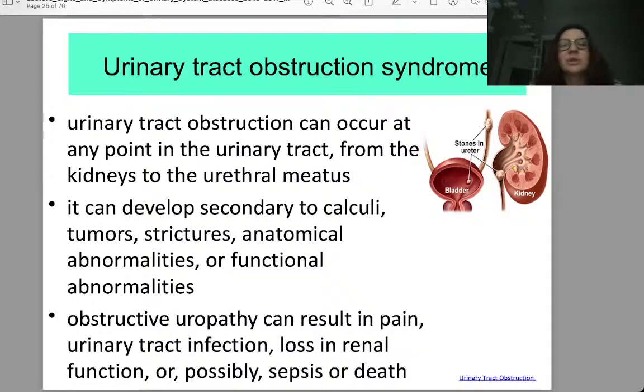Next syndrome, it is urinary tract obstruction syndrome. Urinary tract obstruction can occur at any point of the urinary tract, from the kidneys to the urethral meatus. It can develop secondary to calculi, tumors, strictures, anatomical abnormalities, or functional abnormalities. Obstructive uropathy can result in pain, urinary tract infection, loss in renal function, or possibly sepsis or death.